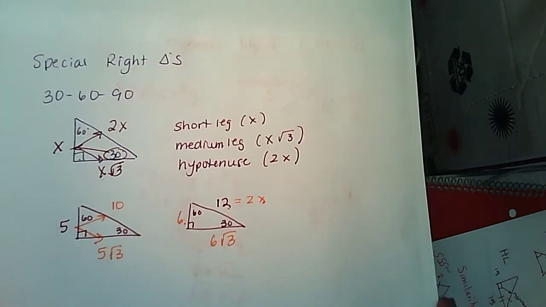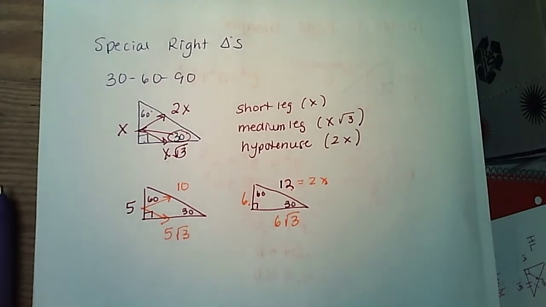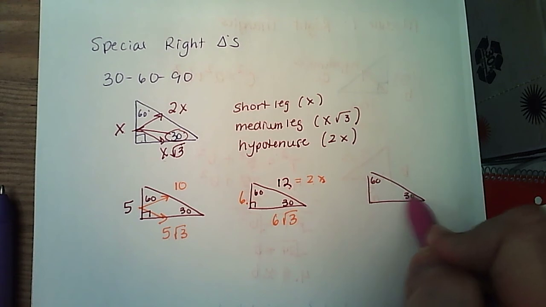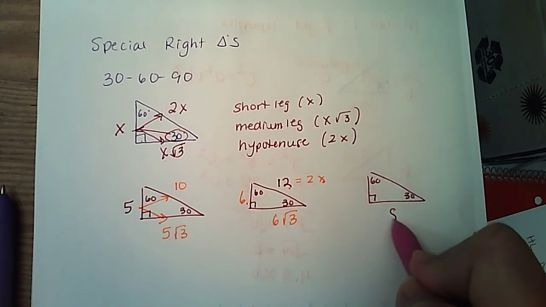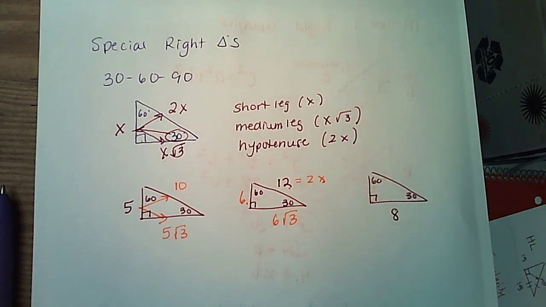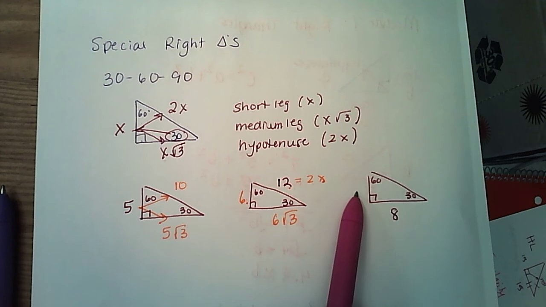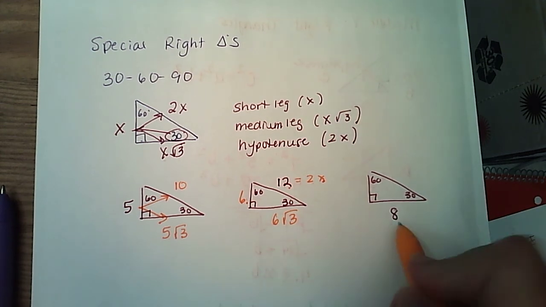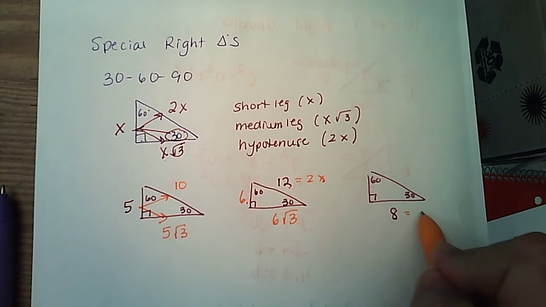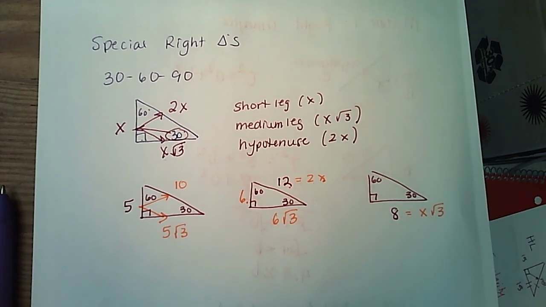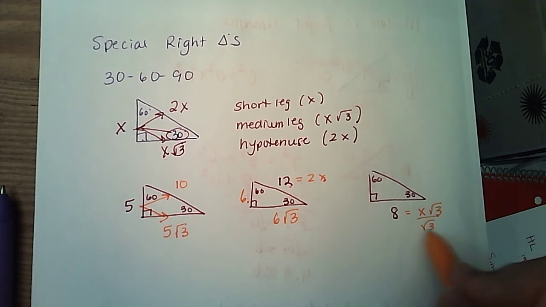Let's do one more crazy one. All right, I think this is the hardest one there is. When I'm given this side here as a whole number, how am I going to pull out what the short leg is over here? Well, you know that it equals whatever the short side is times the square root of 3, right? So then I can just get rid of my square root of 3.